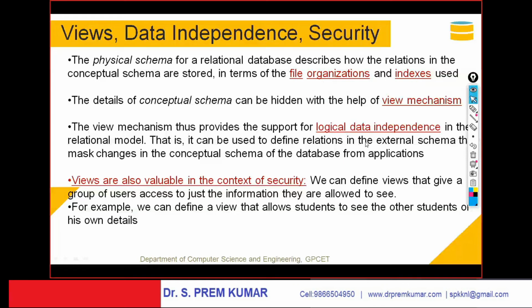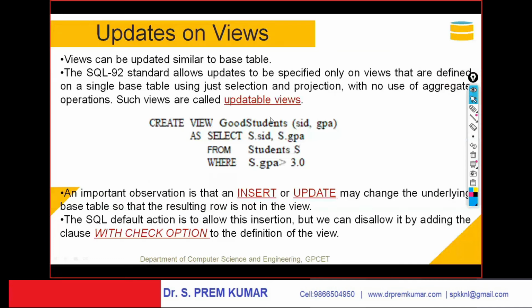Right. The next one is updates on views. We'll have a discussion on updates on views. I created a view called good students, which contains two columns, student ID and GPA. Students whose GPA is greater than 3 are called good students. I am taking this data to create the view.